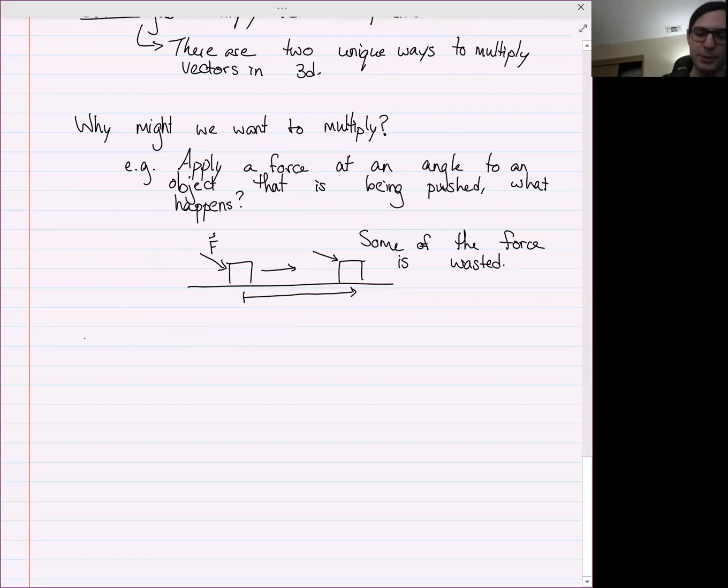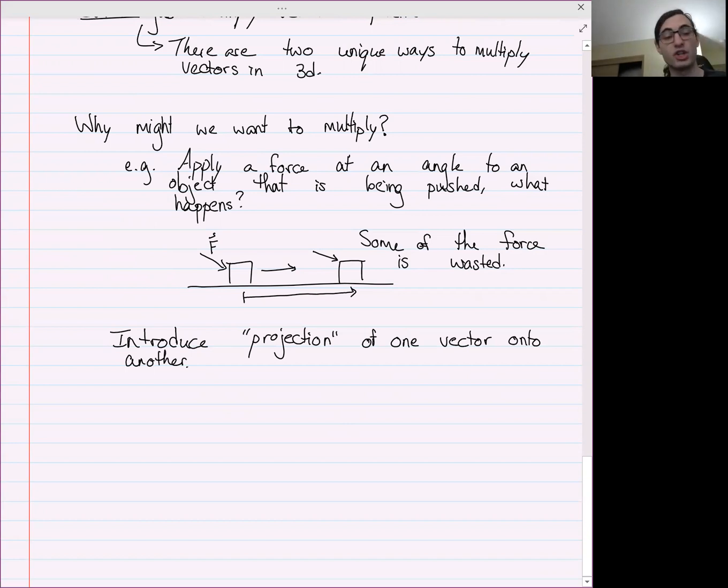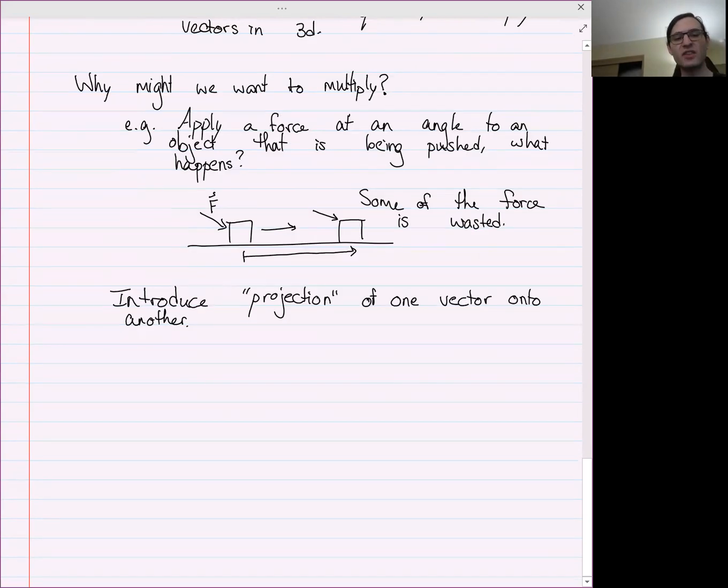So to capture this phenomenon, we introduce this notion of the projection of one vector onto another. The way to think about the projection of one vector onto another is to think of it as the length of one vector casting a shadow over the other. I'm going to put that in quotes because it's not quite true, but it's a good intuition.